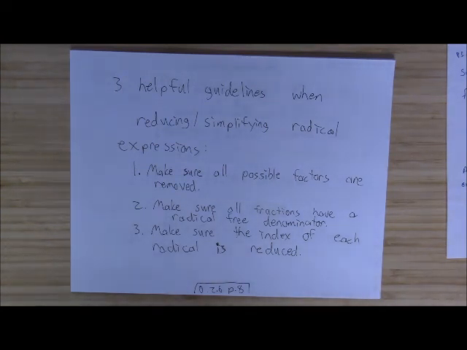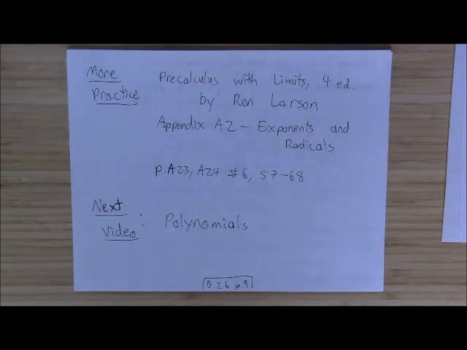If you would like some more practice in reducing and calculating with rational expressions, be sure to see pages A23 and A24 of the text and try working numbers 6 and 57 through 68. In our next video, we start our 3rd section, which is all about polynomials.